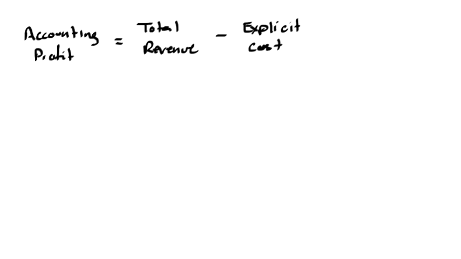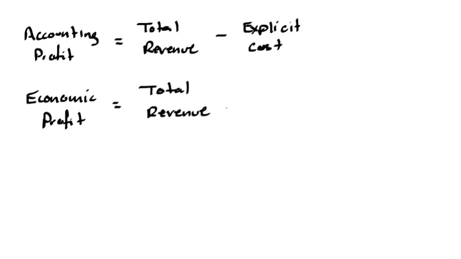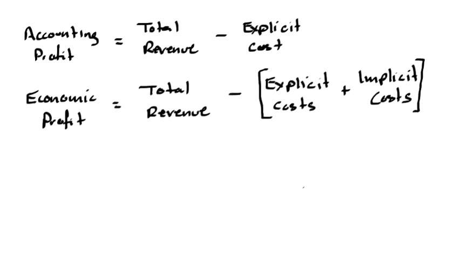Now, if we look at accounting profit, it is calculated by taking total revenue and subtracting explicit costs. Now let's look at economic profit. It is equal to total revenue minus explicit costs plus implicit costs. So in other words, economic profit is much smaller than accounting profit.